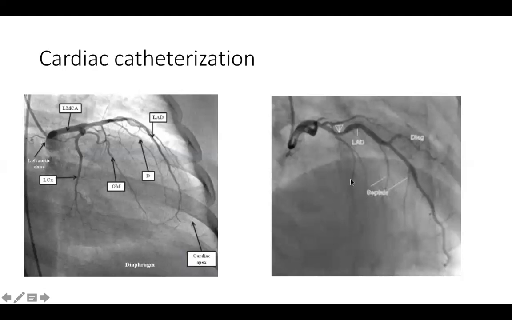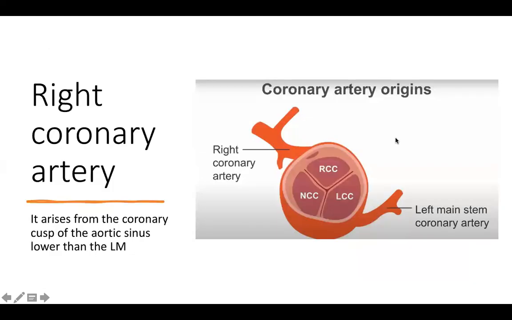This is another image showing the LAD. This is the catheter. This is the LAD. What we see here, these are the septal perforators going into the septum. And what goes to the lateral wall of the heart is the diagonal branches.